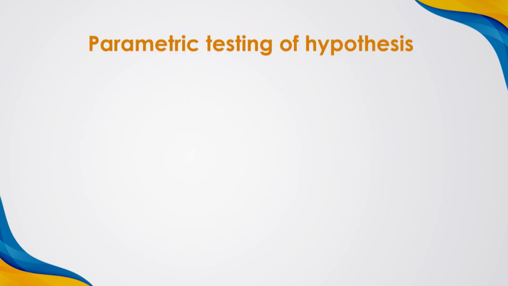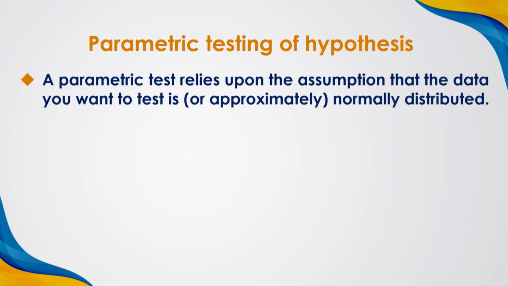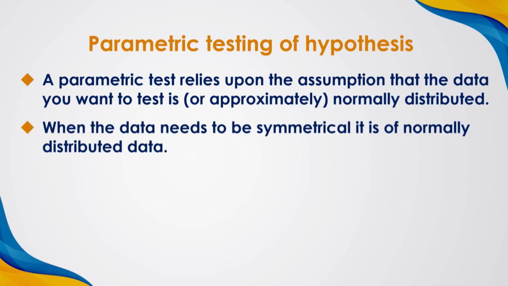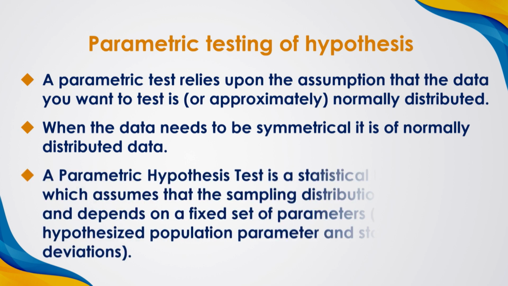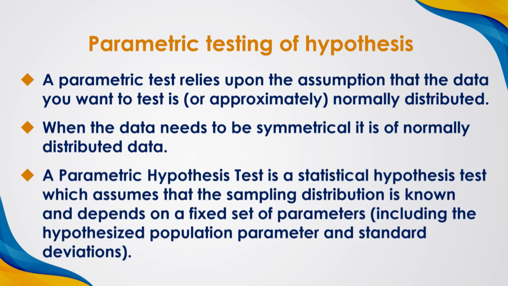Parametric testing of hypothesis is a hypothesis test based on the parameters. A parametric test relies upon the assumption that the data you want to test is approximately normally distributed. When the data needs to be symmetric, it is normally distributed data. A parametric hypothesis test is a statistical hypothesis test which assumes that the sampling distribution is known and depends on a fixed set of parameters, including the hypothesized population parameter and standard deviations.